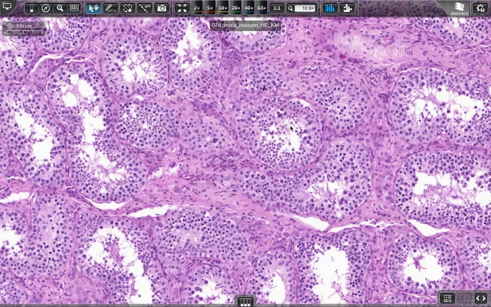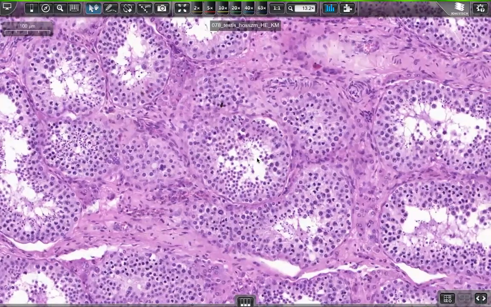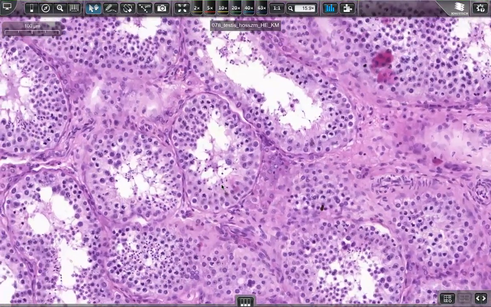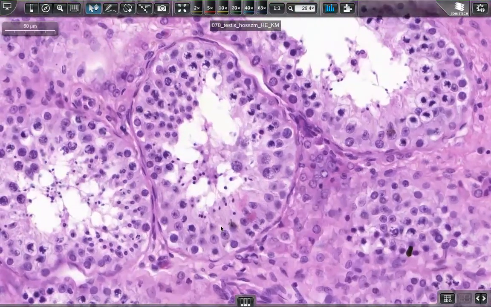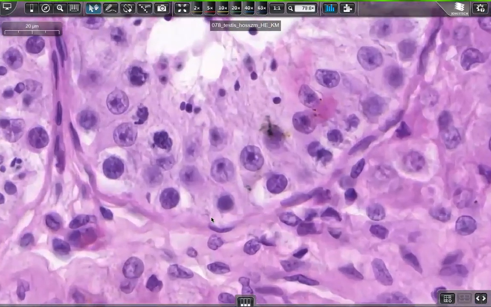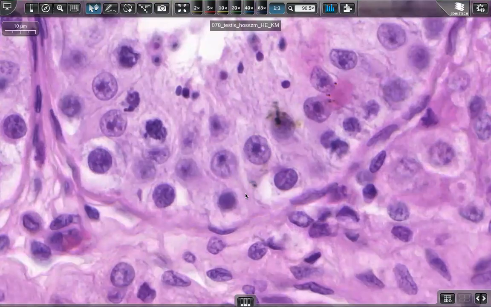Now let's see a seminiferous tubule. Which one is the best? Maybe this is better. Now look at that. This is a seminiferous tubule here, and at the bottom we can find spermatogonia. These darkly stained, small, round-shaped structures are spermatogonia. This is a spermatogonium. This is another one.